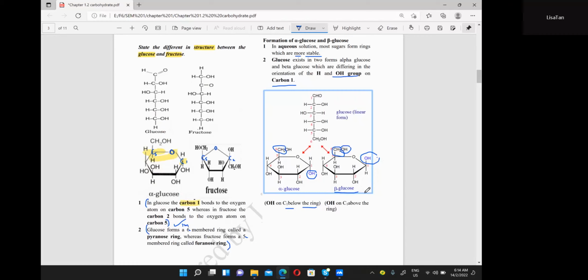So in short, what is the difference between alpha glucose and beta glucose? For alpha glucose, the OH group on the carbon 1 is below the ring. And for beta glucose, the OH group on the carbon 1 is above the ring.